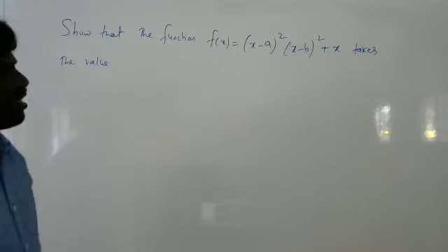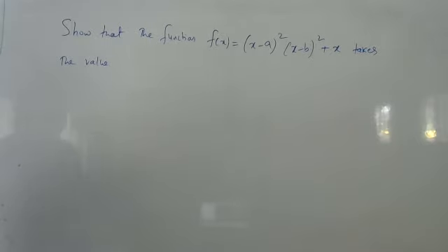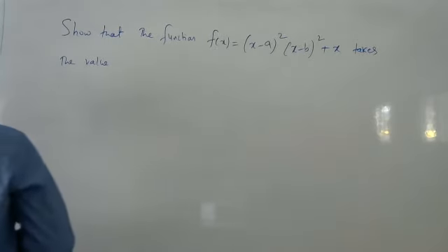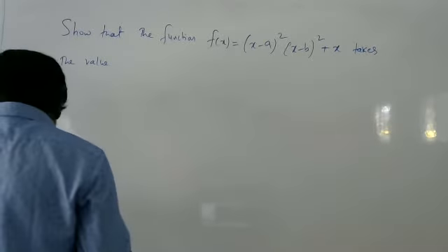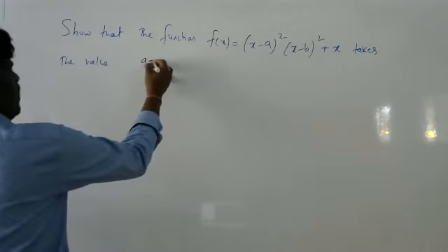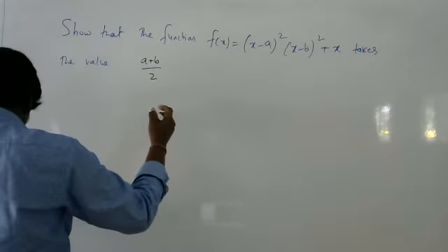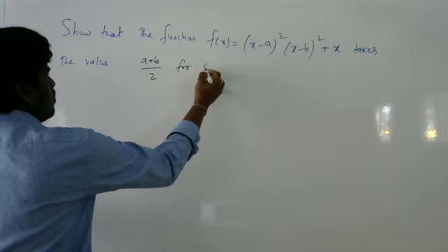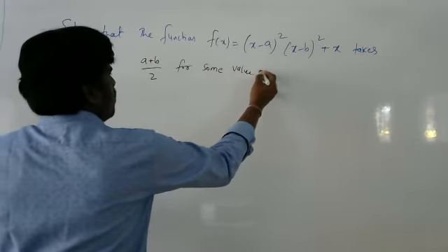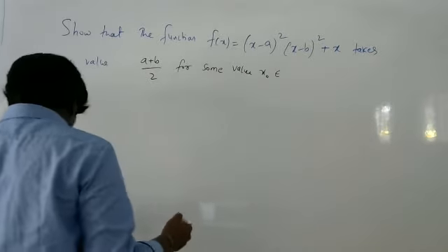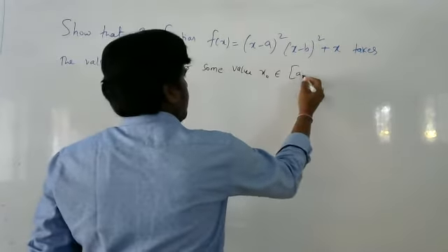Yes, visible. Show that the function f of x is equal to x minus a whole square, x minus b whole square plus x takes the value a plus b by 2 for some value x naught belongs to the closed interval a comma b.